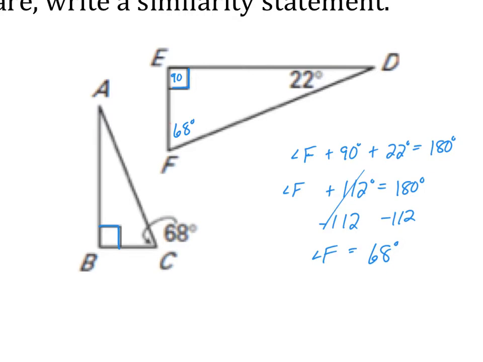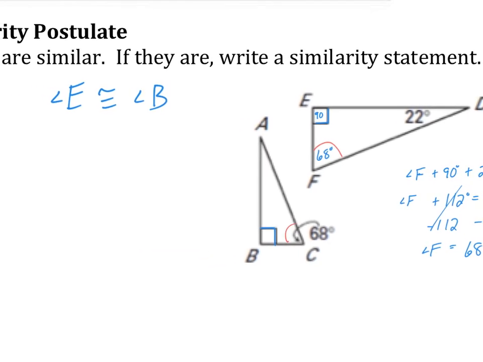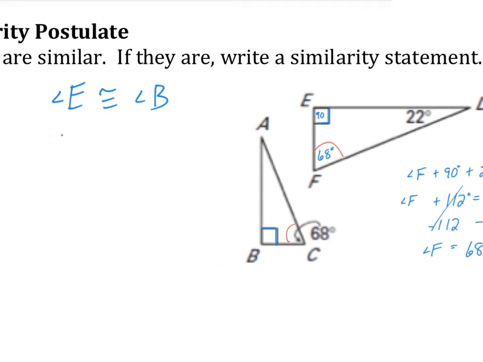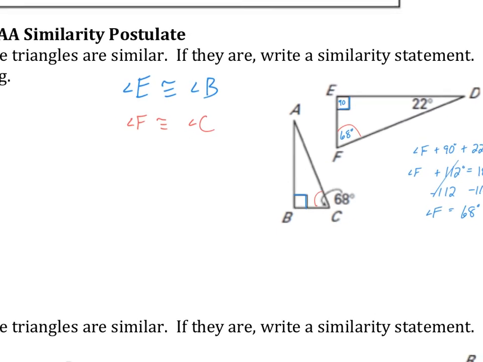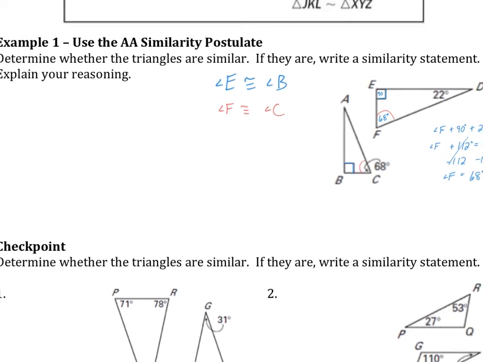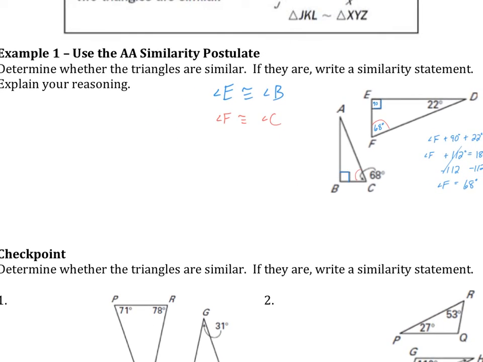And now you can see that we have an angle in the bigger triangle that's 68, and an angle in the smaller triangle is 68. So we know that angle F is congruent to angle C. Okay, so are they similar triangles? Yes.